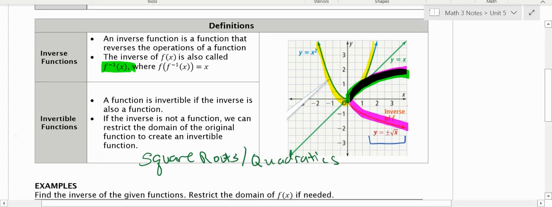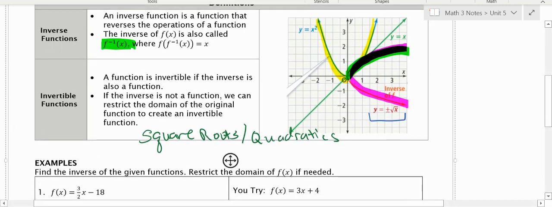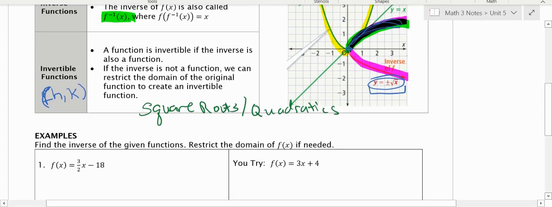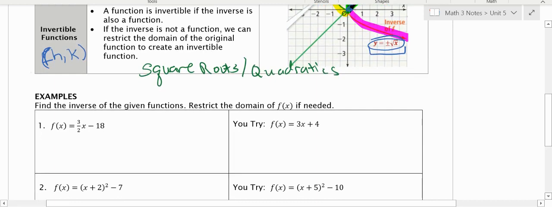So when we restrict our domain, our quadratic is going to have that h, k for the vertex. We're going to restrict it so that we're only using just the top part or the bottom part. So we still have a function when we create the inverse. So again, our big thing is we're not going to see our plus or minus square root. We're just going to see our regular square root we're used to seeing.